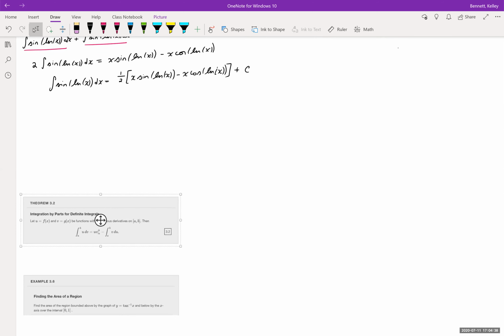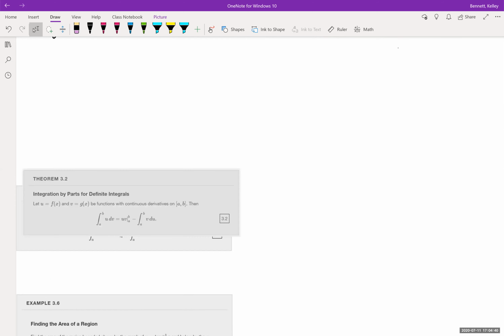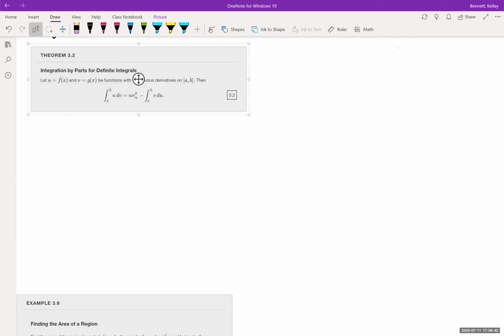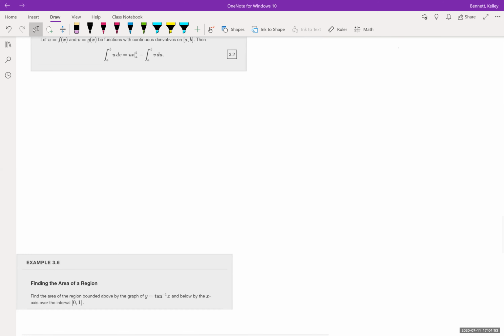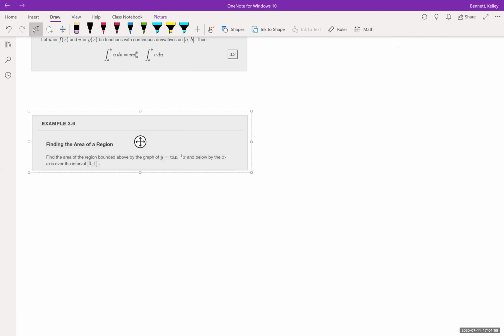So we also have the ability to use integration by parts on definite integrals, and it's exactly what you think it would be. You just evaluate it per the fundamental theorem of calculus part 2, using your limits of integration. So nothing super exciting there. So let's give it a whirl here. This is another kind of funky little integration.